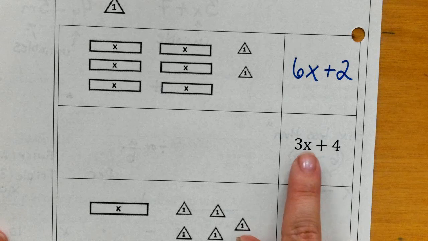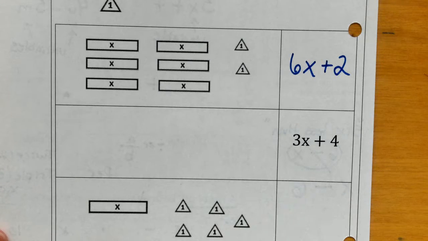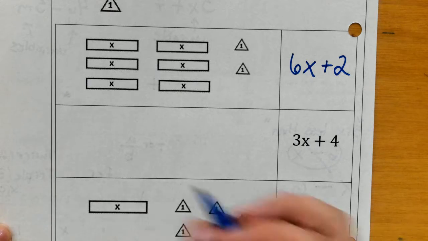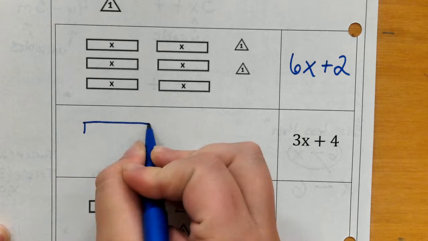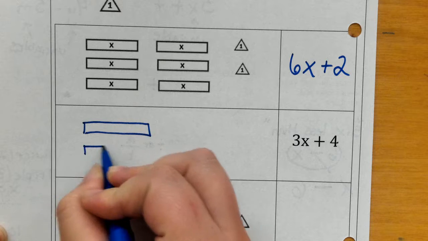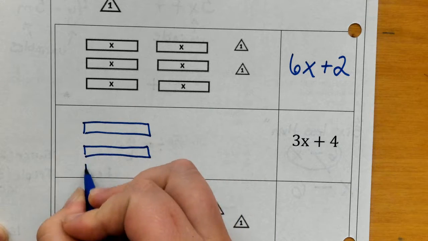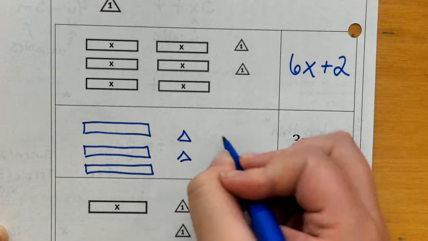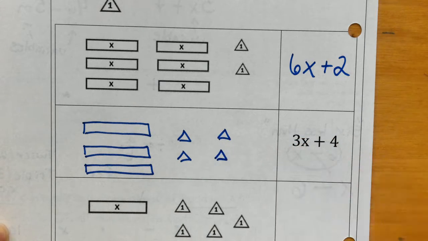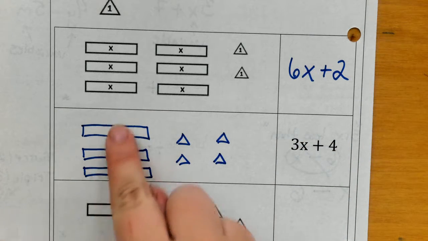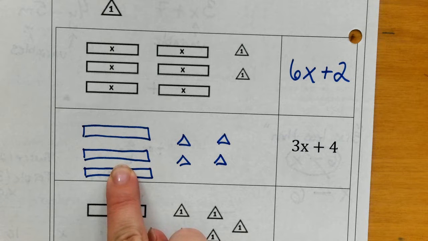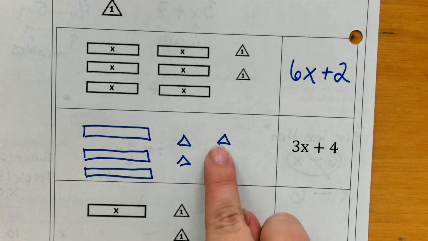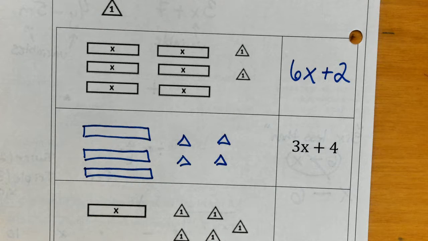What picture would match 3x plus 4? If you're already ahead of me, you might be drawing something like this, where you have 3 rectangles and 4 of these little triangles. 1, 2, 3 x's plus 1, 2, 3, 4. 3x plus 4.